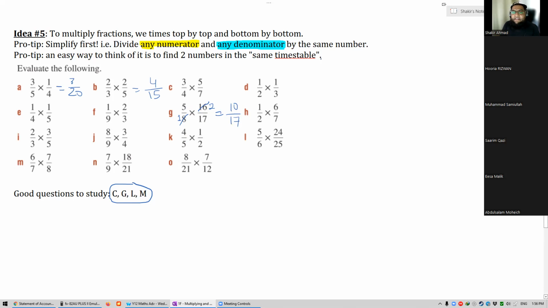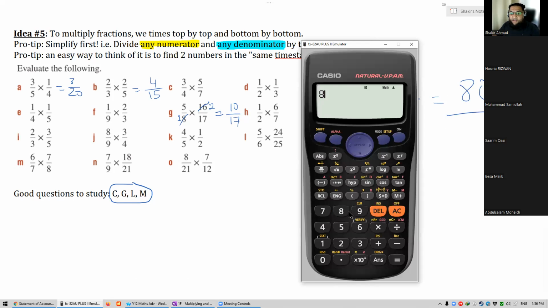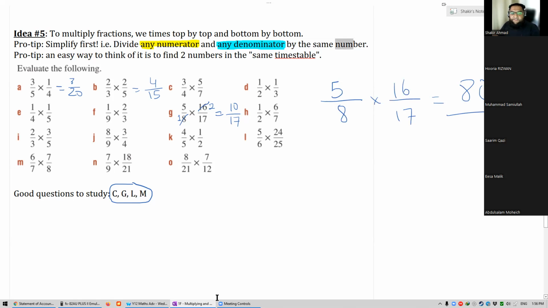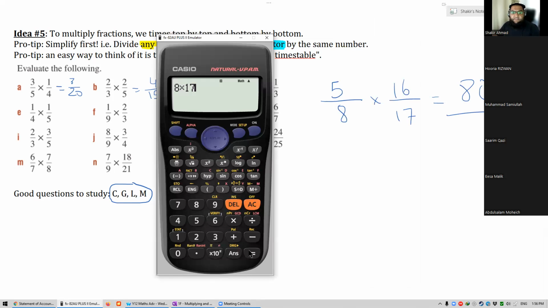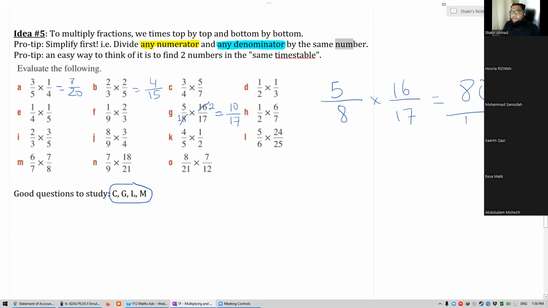Notice that if I had done 5 over 8 times 16 over 17, and I decided to do 5 times 16, that's 80, and then you have 8 times 17, which honestly, I have no idea. I can do it. 8 times 10, 80, 8 times 7, 56. 136 probably. Anyway, 8 times 17 is 136. And now you'll have to simplify anyway. But do you really want to be simplifying 80 over 136 rather than 16 and 8?